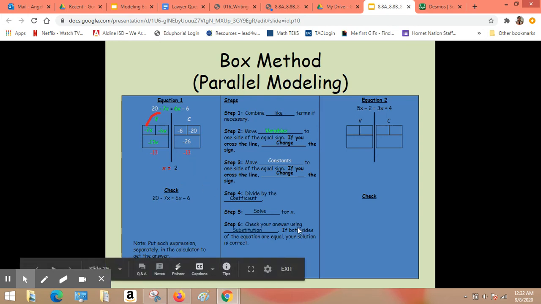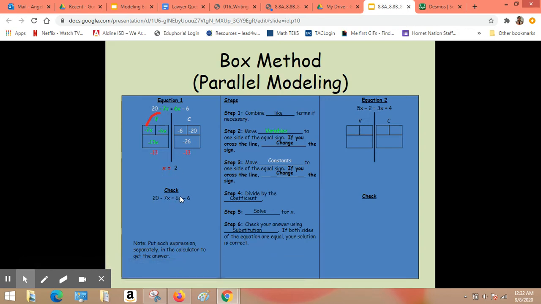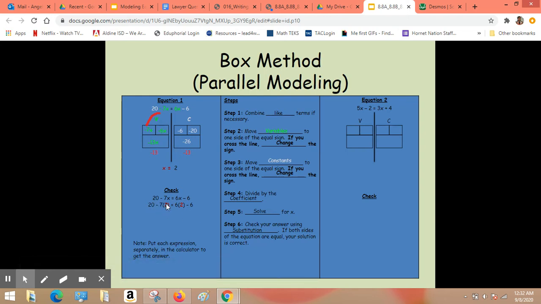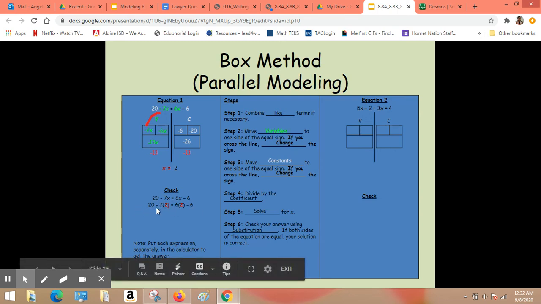Okay, next step, you're going to check your answer by substituting. So again, we're going to replace every x that I have in my original equation with my solution. So I'm going to replace my x's with 2. So now I have 20 minus 7 times 2 equals 6 times 2 minus 6. And you can either solve it each, or you can just plug it all in the calculator. So I'm going to show you this way.